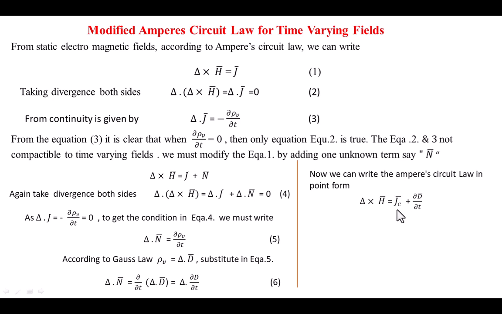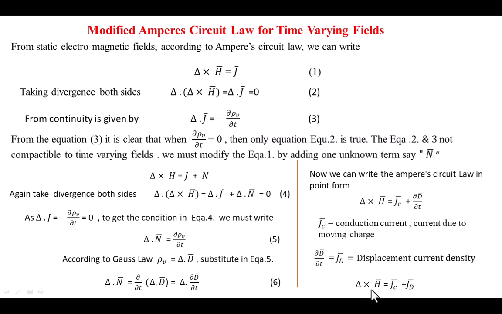Jc bar is nothing but the conduction current density. Dou D bar by dou t is nothing but the displacement current density. Conduction current density is the current passing in the circuit due to the moving of charge. Dou D bar by dou t is the displacement current existing in the circuit because of a time varying electric field, because D bar is the electric flux density. So the curl of H bar equals conduction current density plus displacement current density. This is the modified Ampere circuit law.